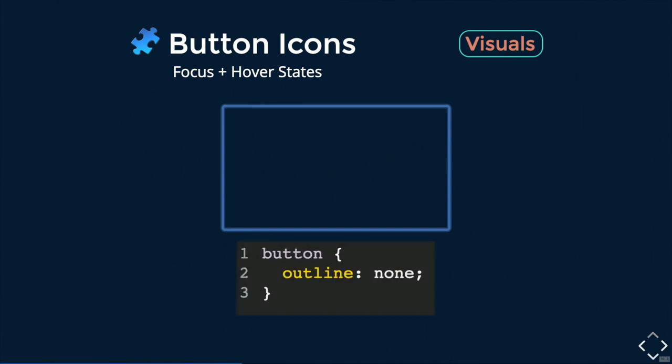Now, who's familiar with this little line of code? I'm guilty of doing this. I know plenty of people here are also guilty of doing this. When you add outline none as one of your button resets, you are taking away some default accessibility that browsers have built in. So we can take this away, but we need to add something back.